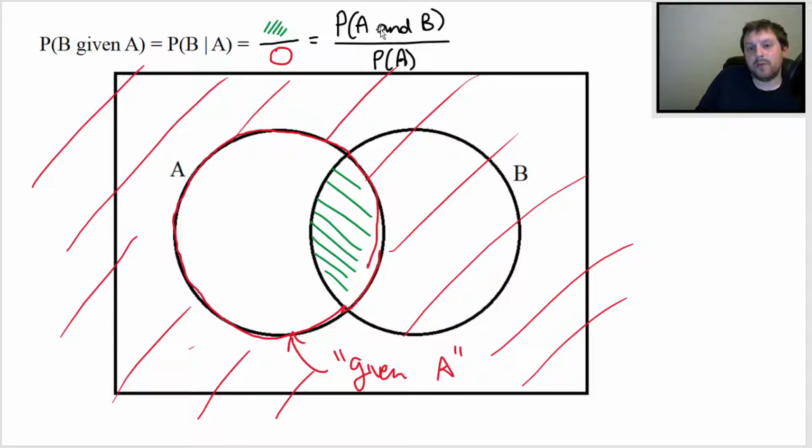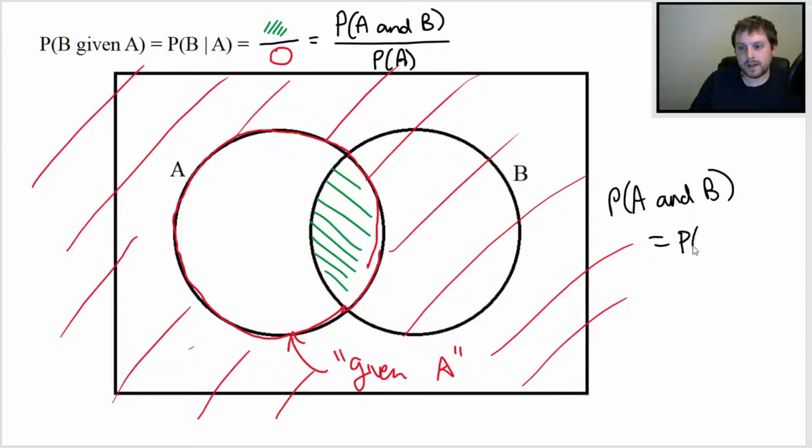So anyway, if you rearrange this formula, multiply by the probability of A on both sides, and you get the formula that we were just talking about. The probability of A and B is the probability of B given A multiplied by the probability of A. This is telling you to multiply along the branches of a probability tree.